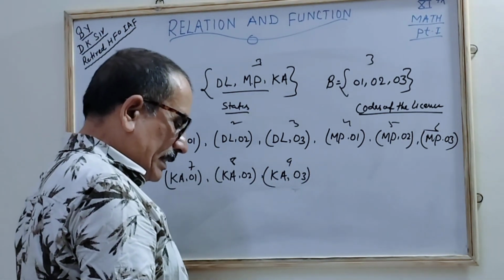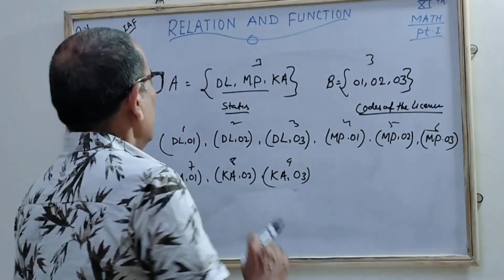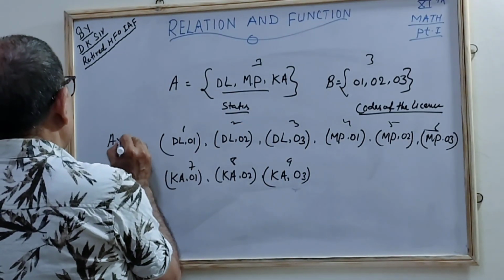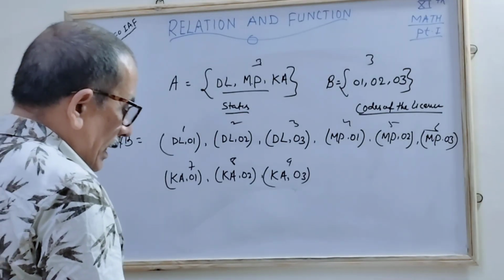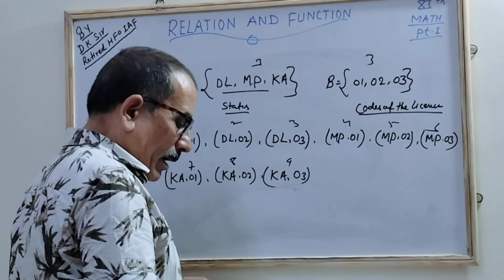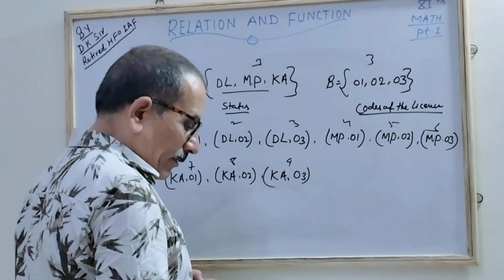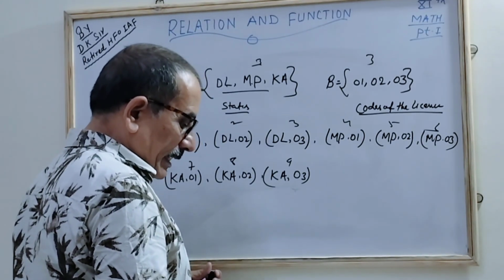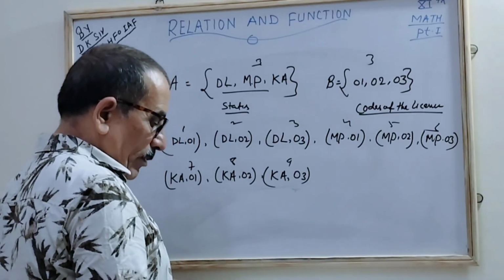It can easily be seen that there will be 9 such pairs of the Cartesian product, that is A into B. The Cartesian product will have 9 pairs, correct? It can easily be seen. Okay, so we have seen 9, so we can get 9 possible codes. Out of the 9 possible codes, also note that the order in which these elements are paired is crucial. For example, DL01 will not be the same.